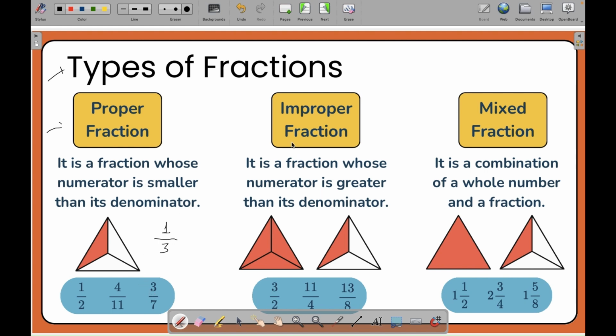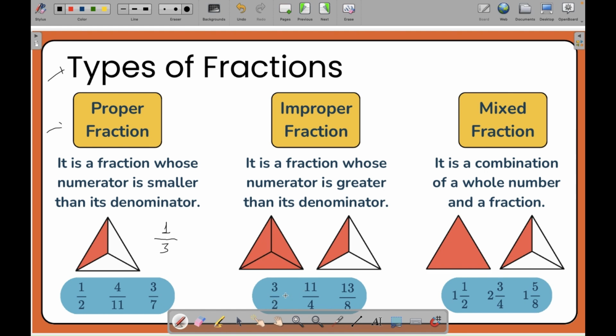If we look at improper fractions, they are the opposite of proper fractions. They do not look like a proper fraction. An improper fraction is a fraction whose numerator is greater than its denominator, right? For example, 3 upon 2, 11 upon 4, 13 upon 8. In all these cases, you see the numerator is greater than the denominator. It is not possible to write an improper fraction in a single figure. We need more than one figure to represent an improper fraction. So an improper fraction is always accompanied by a whole part.